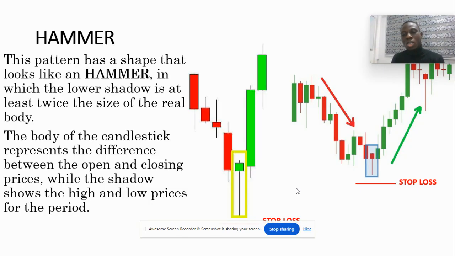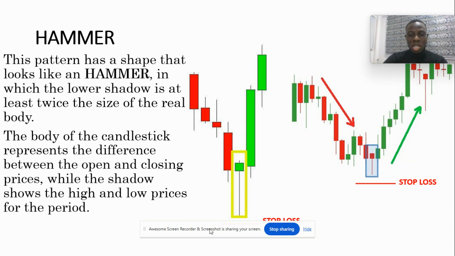And please, it is not every hammer you are expected to use to trade. I'll need to explain that. This is not a secret. When you see a hammer, you should be able to recognize a hammer. It should be very easy for you to recognize, most especially when you are dealing with trading.